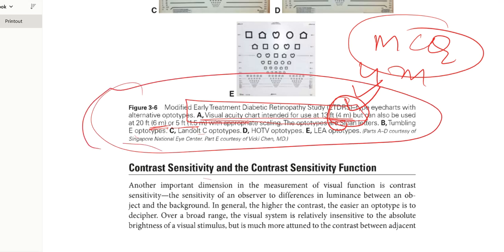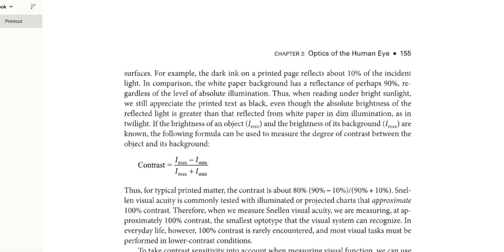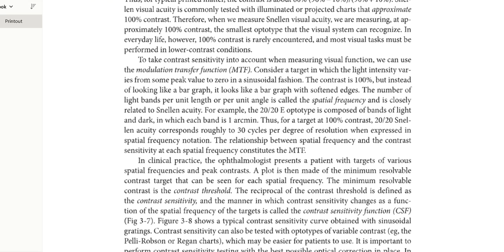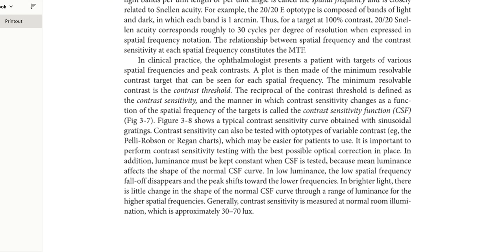Contrast sensitivity, again very important, very important. Okay, what is contrast sensitivity? Contrast threshold, contrast threshold, contrast sensitivity function test. This was asked last time.